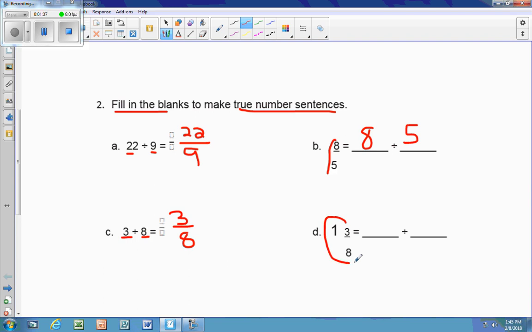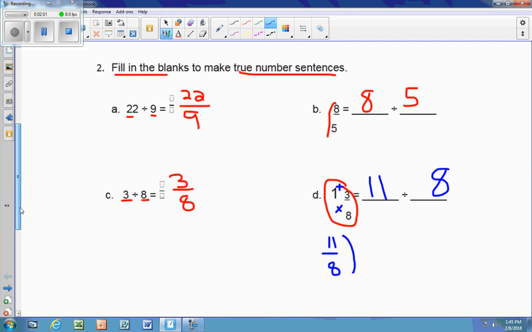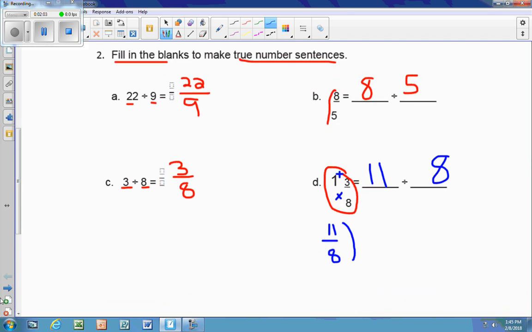This is where we run into a problem because all of a sudden we are now working with a mixed number and we have to make it improper. So I say 8 times 1 is 8, plus 3 is 11, and the denominator is an 8, so it stays as an 8. And now this says 11 divided by 8, so it is 11 divided by 8. And that's how I fill in those blanks and make the number sentences true.